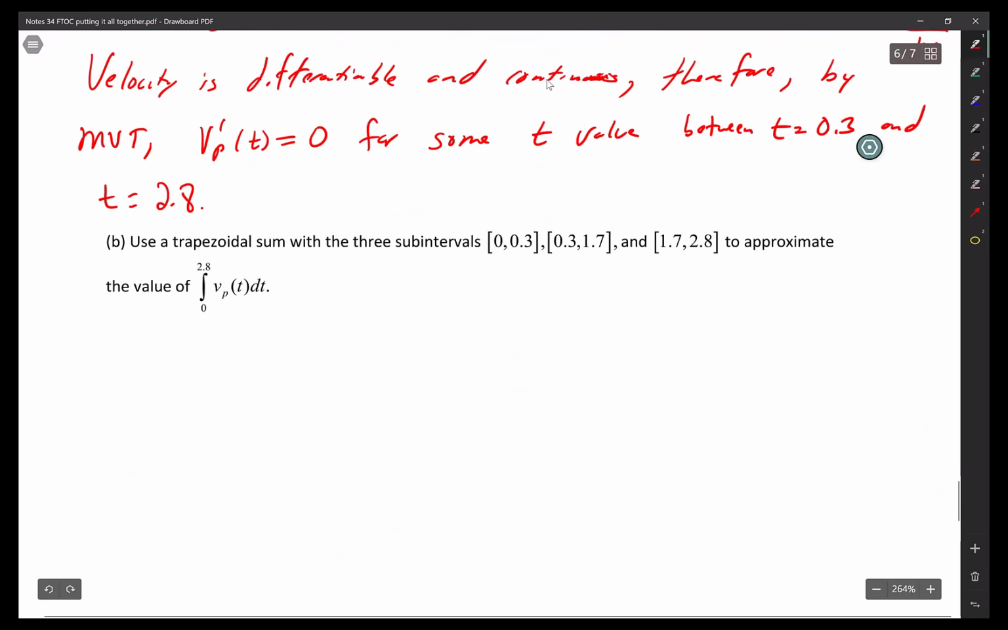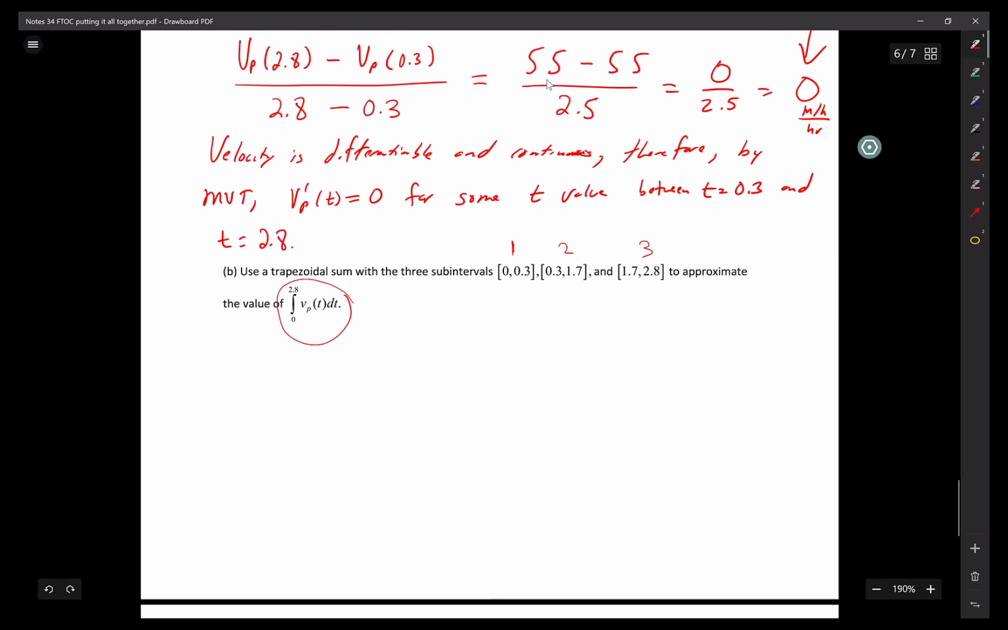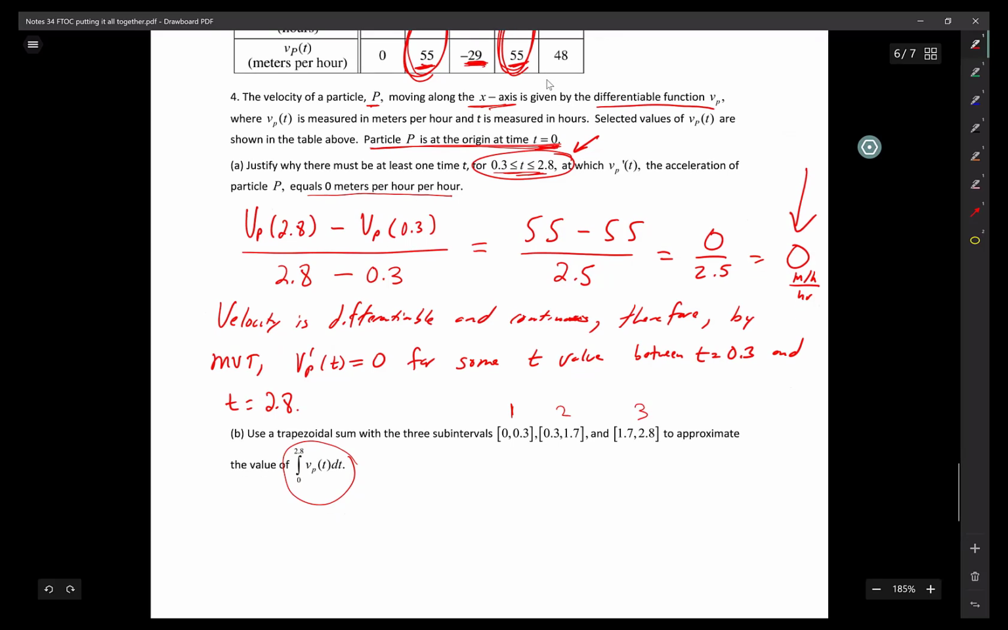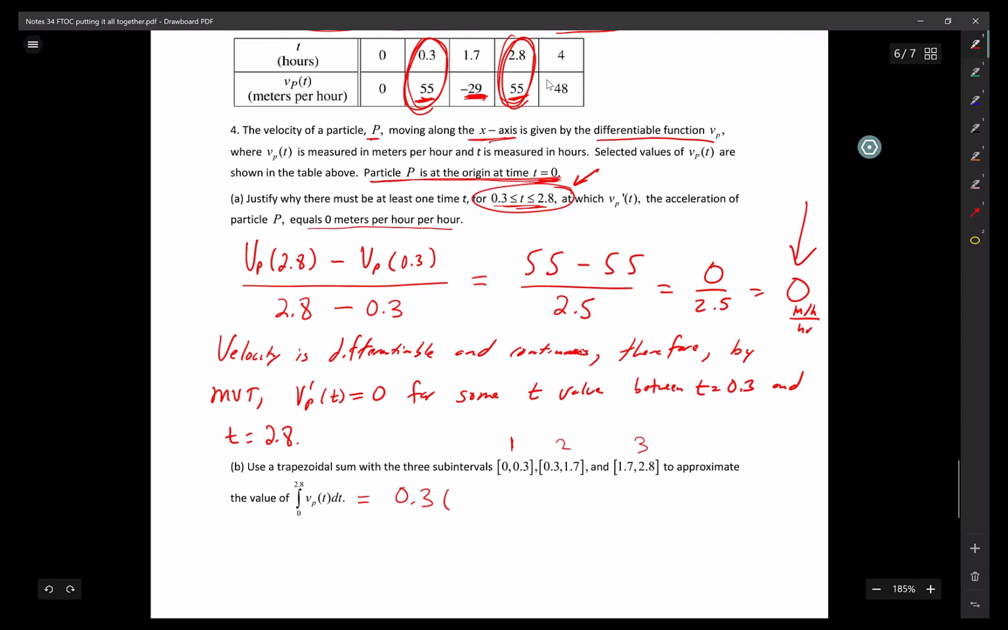So let's see what letter B says. Use a trapezoidal sum with three subintervals to approximate the value of this. The first trapezoid is between 0 and 0.3. Here's the second. Here's the third. I'm going to zoom out so I can see my table here. The first trapezoid has a height of 0.3, so I'm going to write equals 0.3. The first base is a 0, the second base is a 55, and then divided by 2.